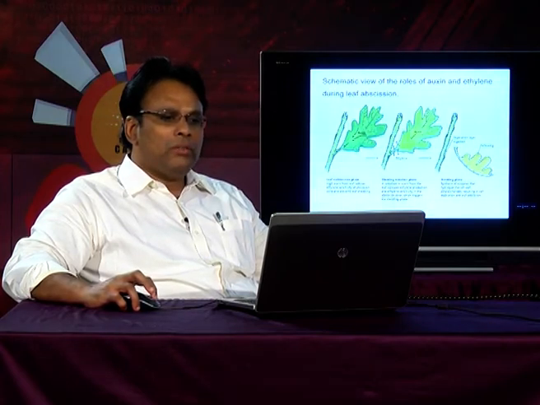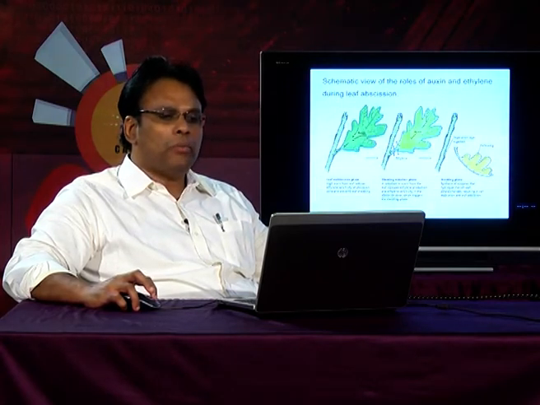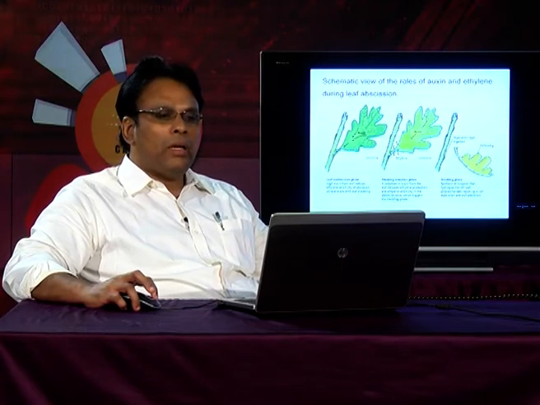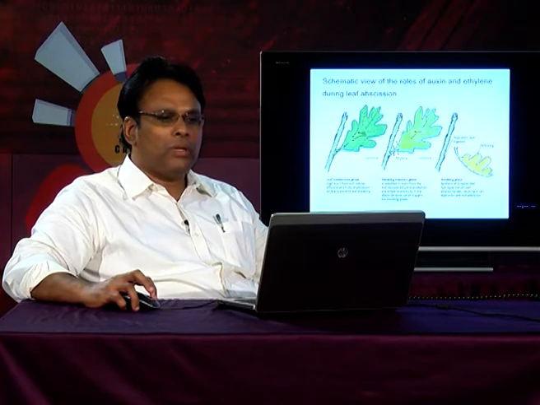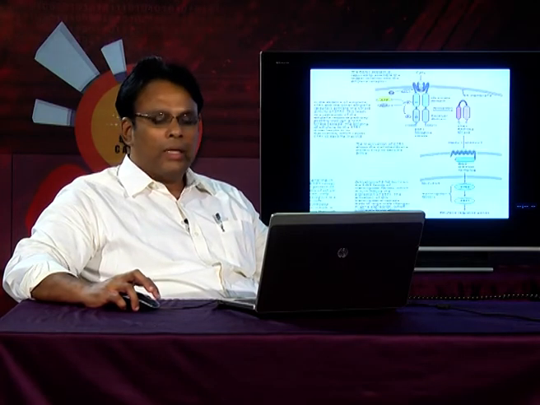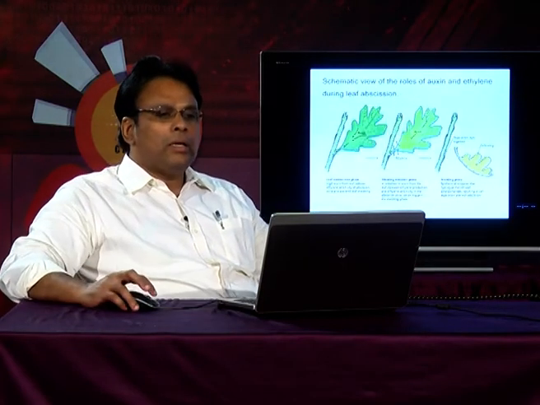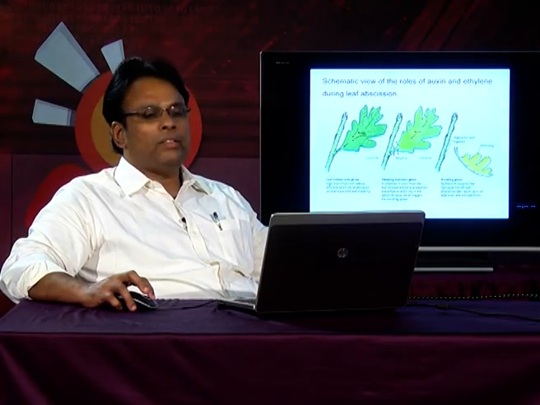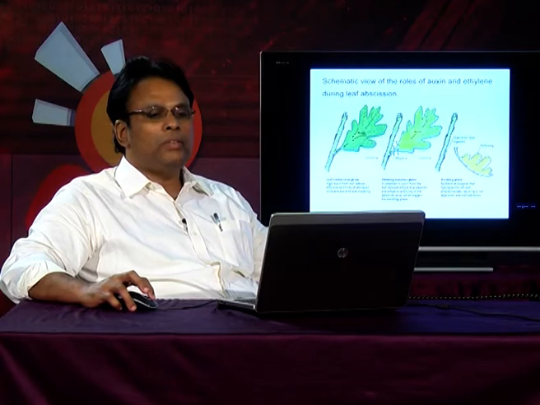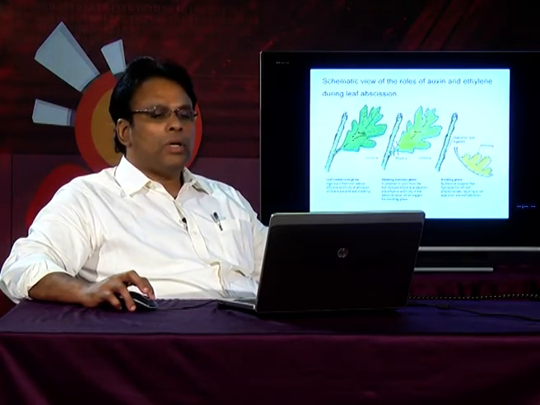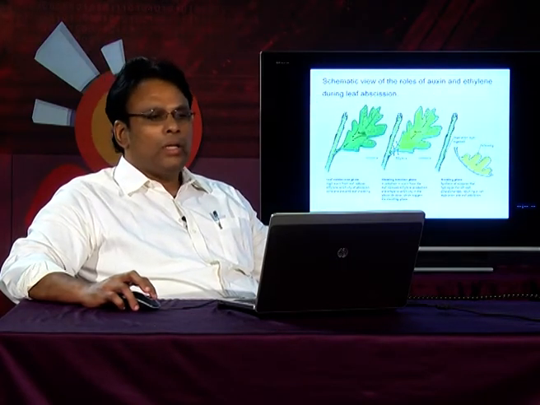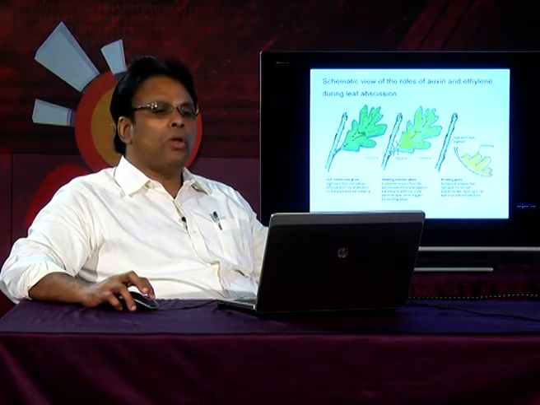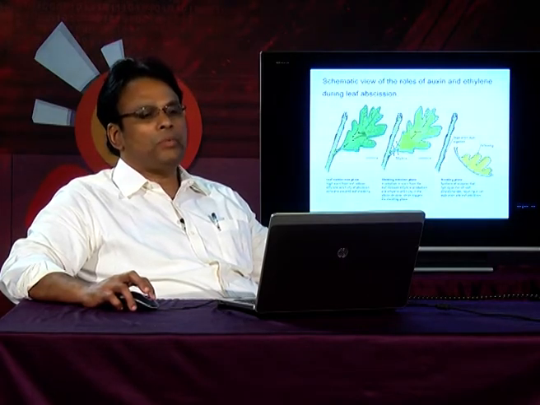No more auxin flow is maintained here because of the production of ethylene, and when there is no auxin gradient or flow of auxin from the tip of the leaf, senescence initiates and finally the shedding phase occurs. That means the leaves shed from there because of the senescence happening. So this is the schematic view of the role of auxin and ethylene during leaf abscission.